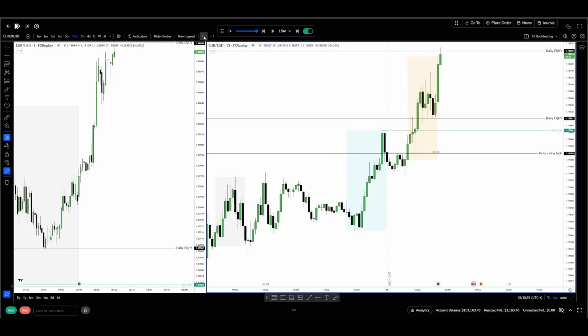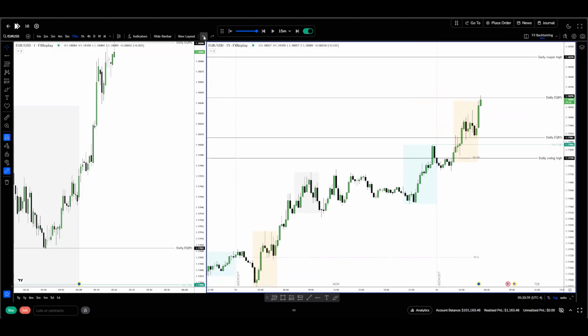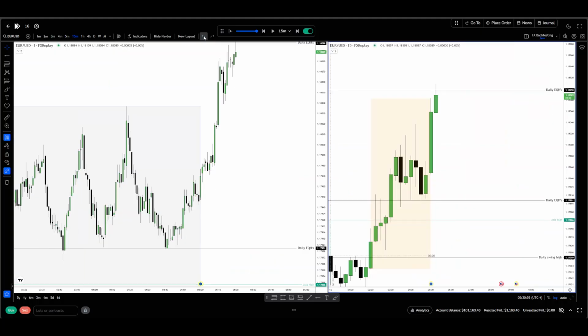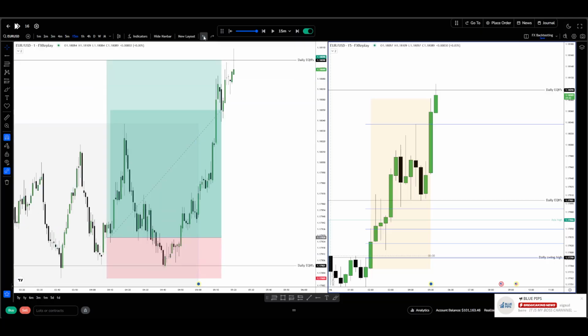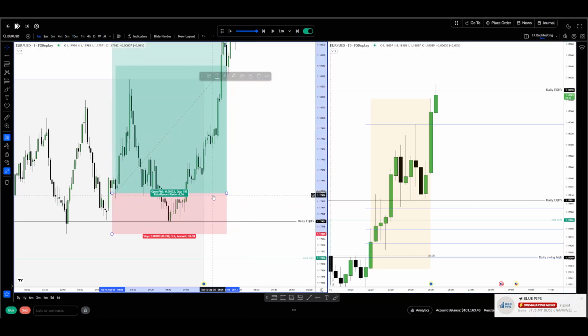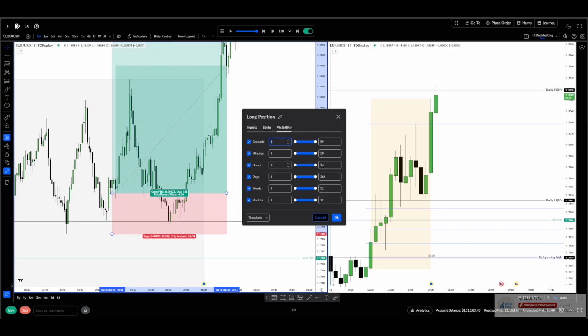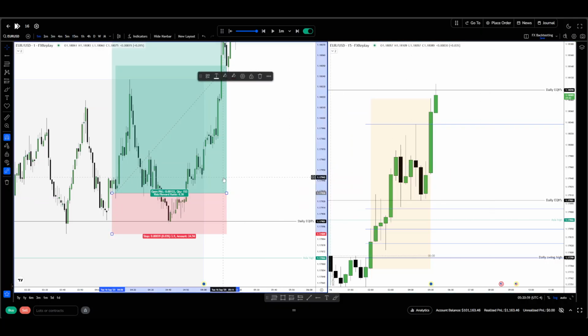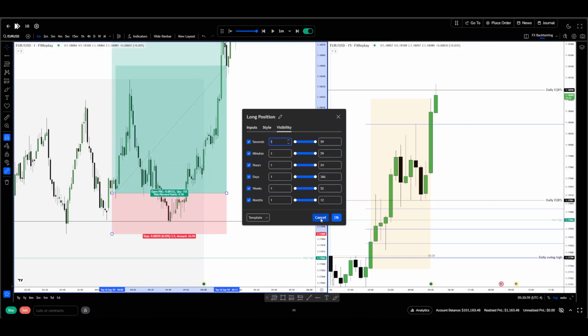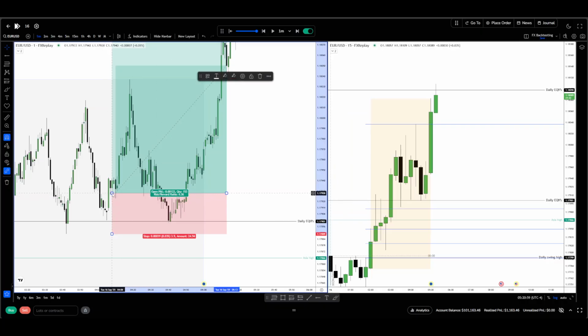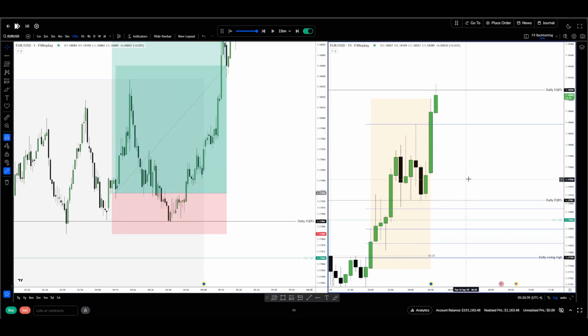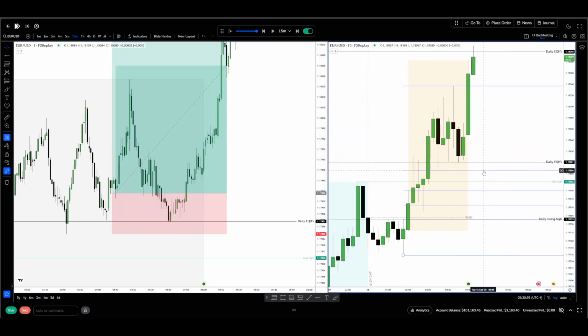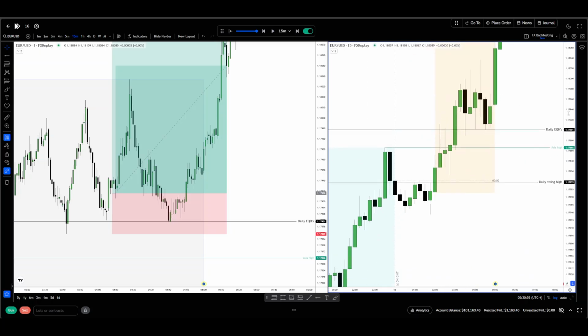So let me see, where did we enter? Here we did enter. Okay, why is it visible on the 15 minutes? Not sure. We entered at 04, somewhere in this candle. Somewhere in this wick. We entered somewhere in this candle, that's where we entered. Which makes sense, right?